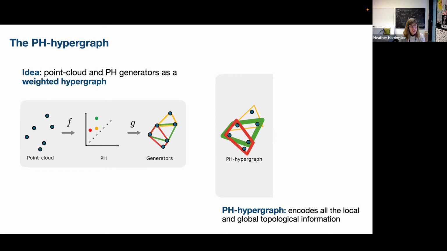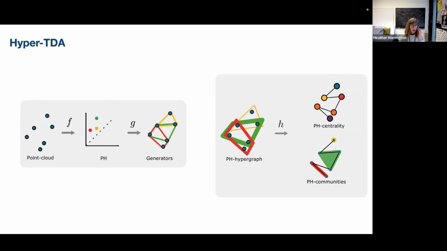Okay, and then once we have this persistent homology hypergraph that encodes the generators and their persistence, what do we do? This is the pipeline we're proposing, which is analyzing our persistent homology hypergraph, and we do that with what we call persistent homology centrality and persistent homology communities. I'm going to tell you a little bit more about these in a minute, like exactly how they're computed, but I can at least give you a rough interpretation of what persistent homology centrality is.